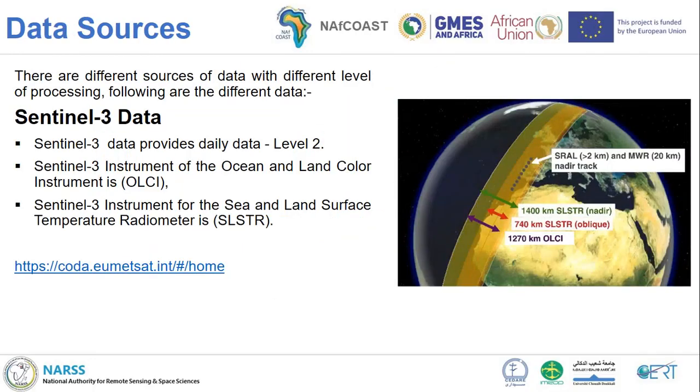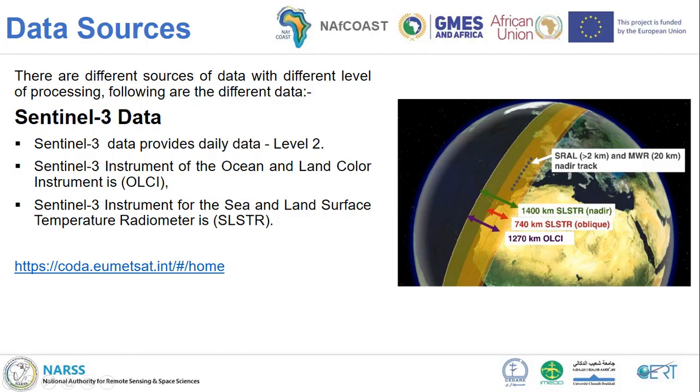So now we will explore the data sources for the oceanographic parameters. Okay, there is Sentinel-3 data. Sentinel-3 provides daily data at level 2. Level 2 data means that atmospheric corrections have already been made, so it's ready to use. For Sentinel-3 data, there are instruments which provide different products. As we want to detect the sea surface temperature and chlorophyll data, we must know which instrument could detect the sea surface temperature and the chlorophyll.